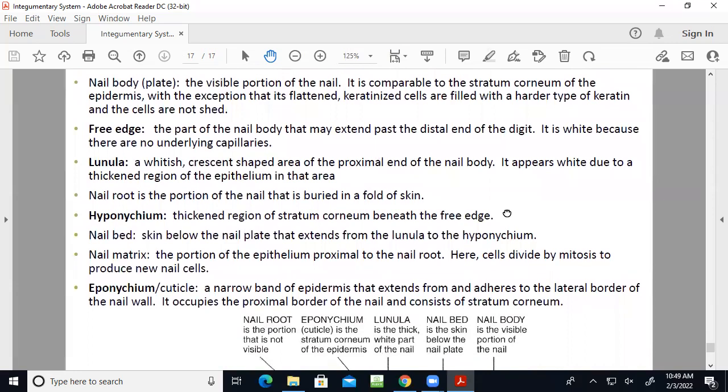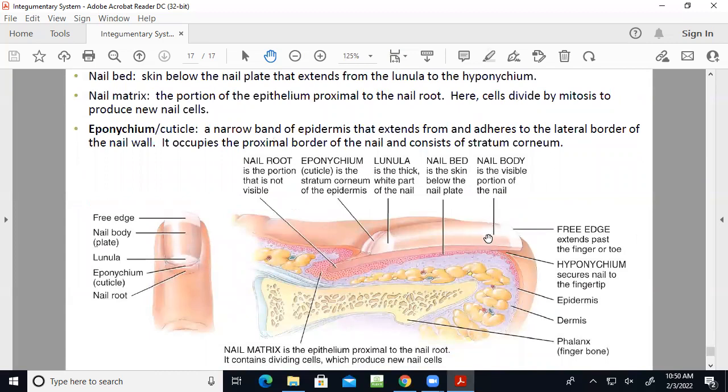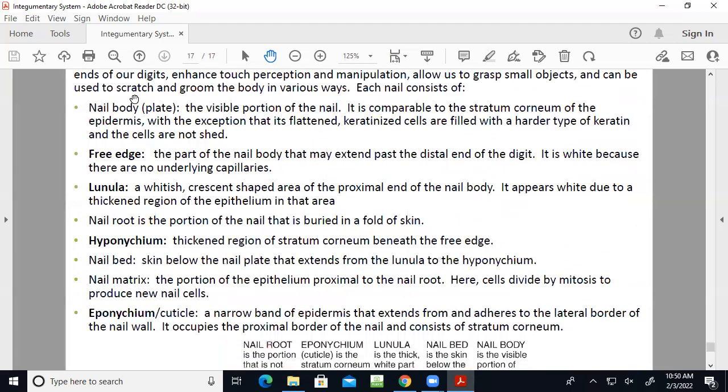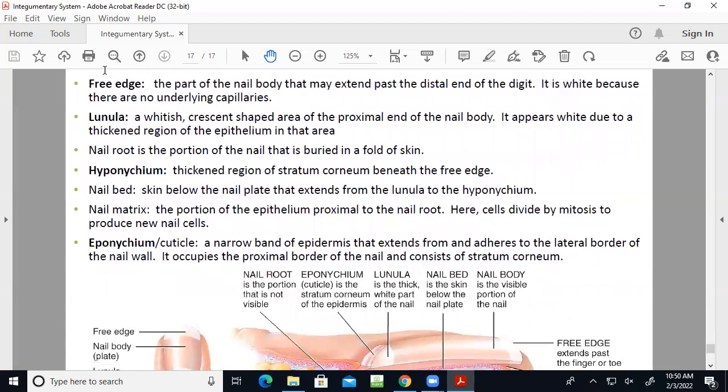Structurally, they include quite a bit of things. The nail body or plate is the visible portion of the nail, comparable to the stratum corneum of the epidermis, with the exception that its flattened keratinized cells are filled with a harder type of keratin, and the cells are not going to be shed off. So that's what the nail body is, and it also goes by the term nail plate. Extending from that is the free edge.